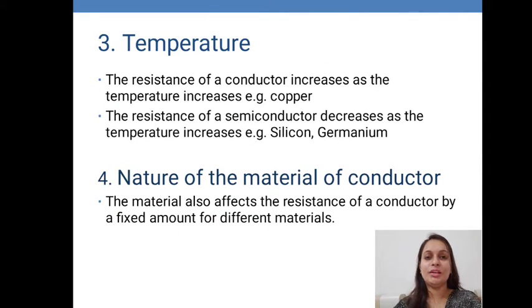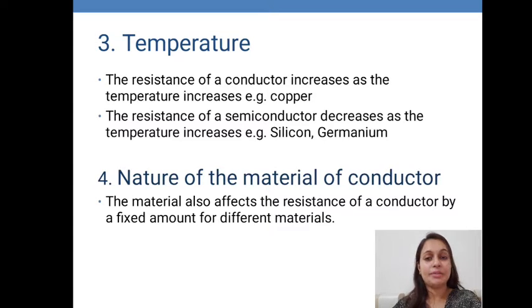Now coming to the third factor. The third factor is temperature. The resistance also gets affected by the temperature. Now how does it affect? There are two main cases: first for conductor and second for semiconductor. The resistance of a conductor increases as the temperature increases.